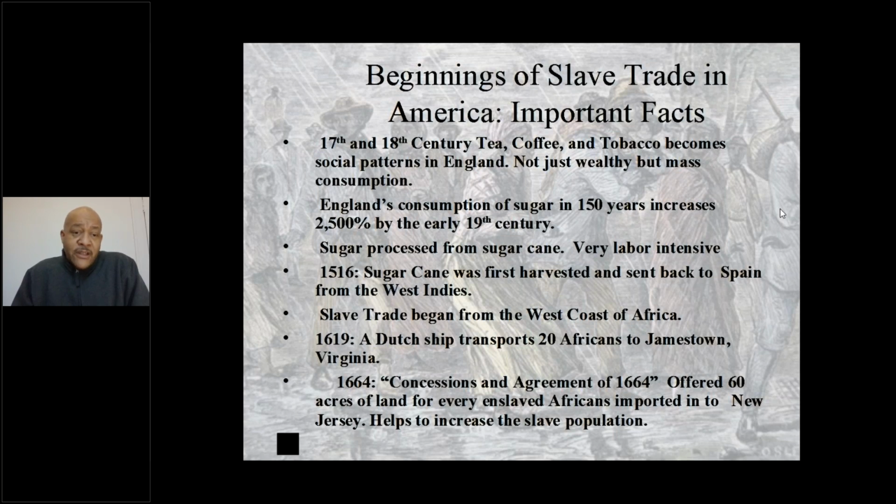In 1516, the sugar cane was first harvested and sent back to Spain from the West Indies. The slave trade began from the west coast of Africa. We know that in 1619, a Dutch ship transported 20 Africans to Jamestown, Virginia. What's interesting in New Jersey is that the Concessions and Agreement of 1664 offered 60 acres of land for every enslaved African imported into New Jersey, which helped increase the enslaved population in the state. And that all helped to develop the country.